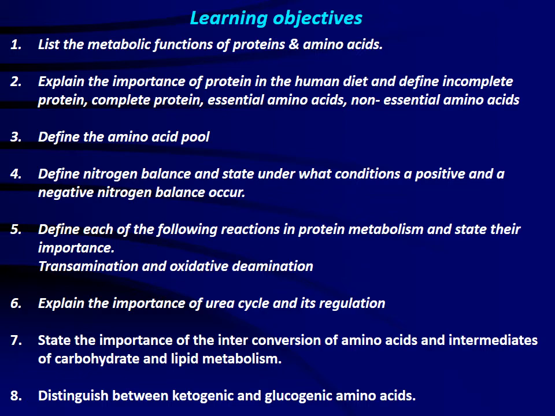Define each of the following reactions in protein metabolism and state their importance: transamination and oxidative deamination. Explain the importance of urea cycle and its regulation. State the importance of the interconversion of amino acids and intermediates of carbohydrate and lipid metabolism. Distinguish between ketogenic and glucogenic amino acids.